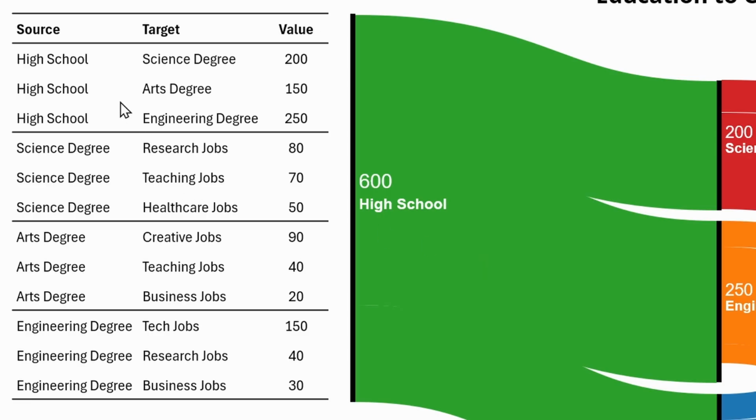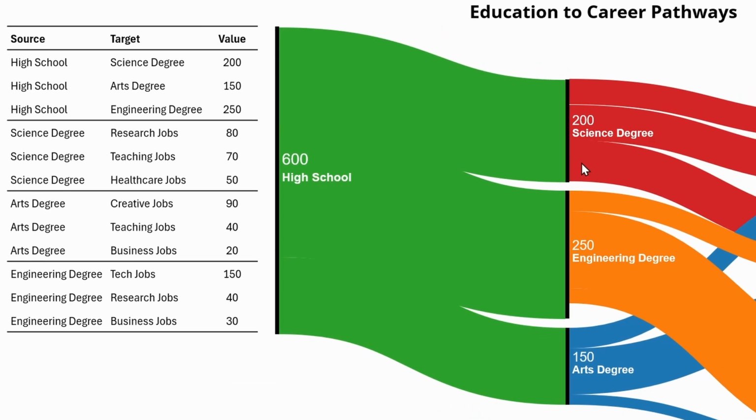If you look at the table here, you will notice science degrees appear in the target column as well as in the source column. Same for arts and engineering. You might have this question, especially if you are preparing your own data set: from this one table, how does RAWGraphs know to create a middle layer for science, engineering, and arts? Here is how it works.